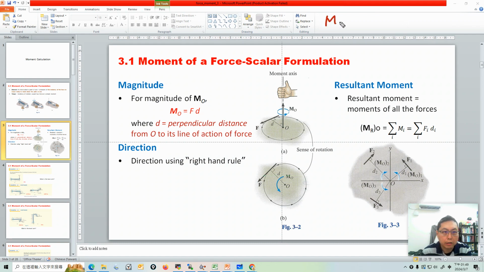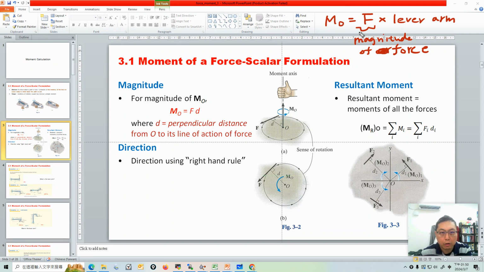Last time we covered the scalar formula for a moment. We need the force times the lever arm. This F means the magnitude of force. And the moment will cause the rotation.